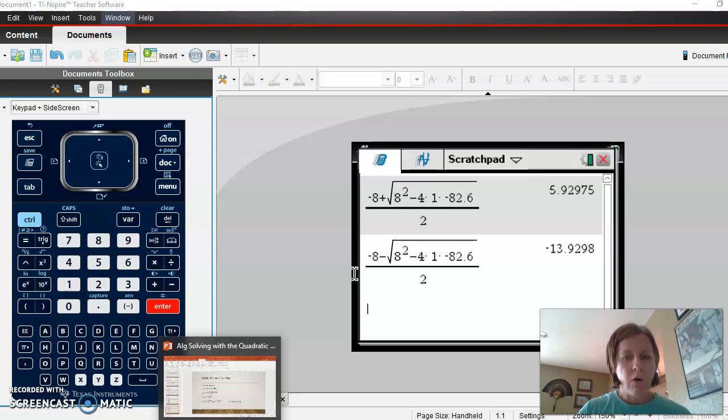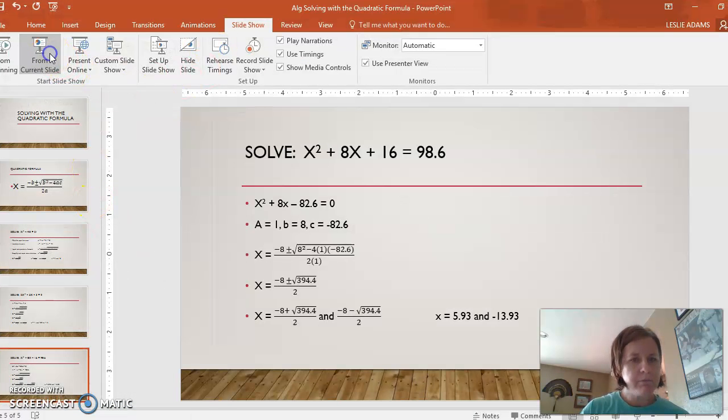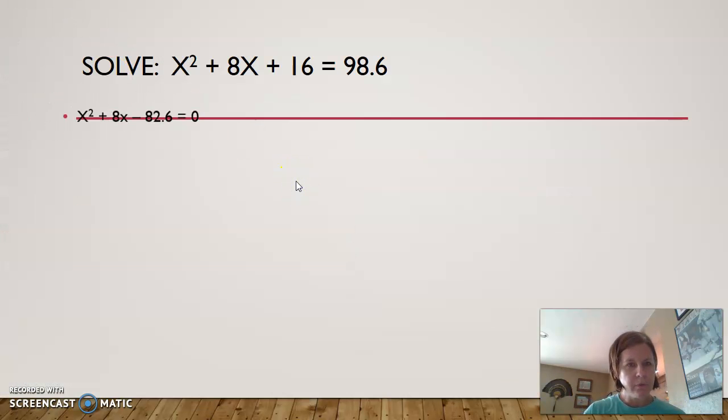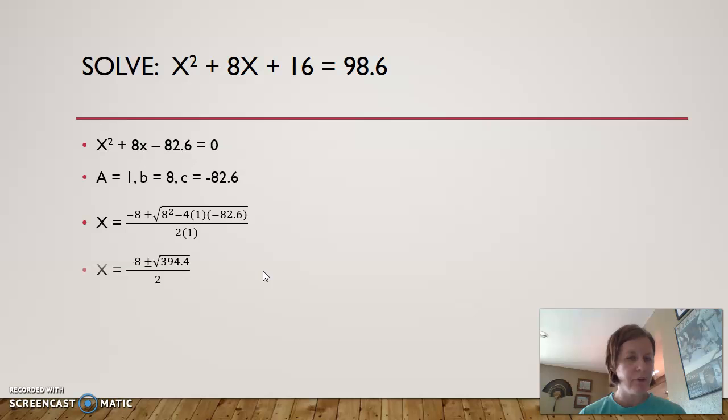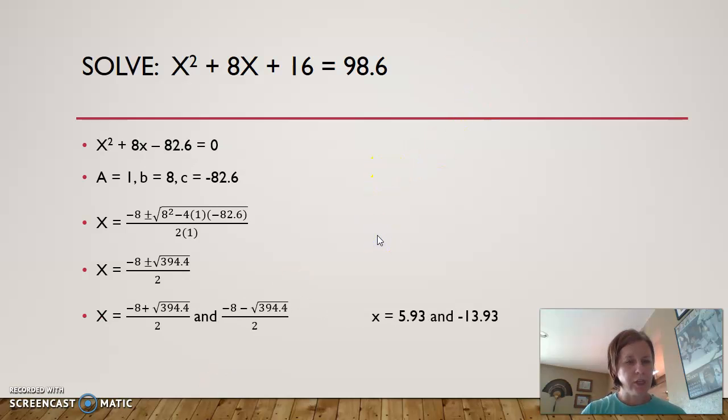Okay, now let's go back where we were. And I want to show you another option. If you don't want to type in the whole equation at once, you could do this part, this discriminant, this part underneath the radical, and calculate that first. Just do 8 squared minus 4 times 1 times -82.6. Get it down to a single digit, and that might make it a little bit easier.